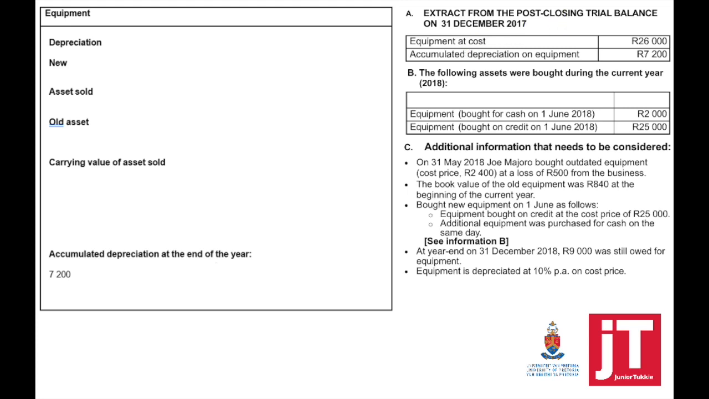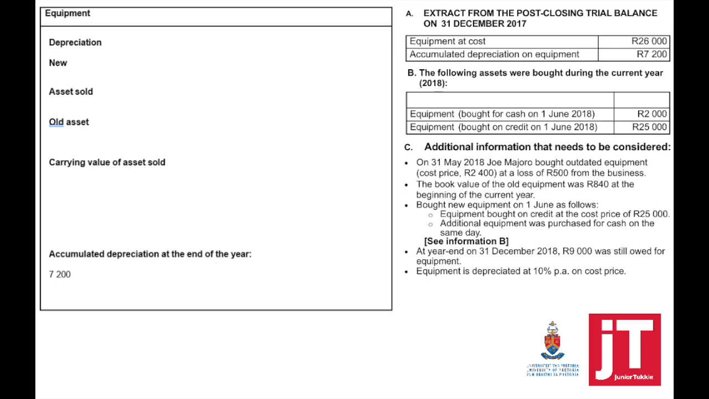Again, extract from the post-closing trial balance on 31 December 2017, so it's end of last year's balances, is the opening balances for the current financial year, which is 2018. They said equipment was bought for cash and on credit, but it was on the same day. So depreciation on the new would be calculated from the day we purchase it until the end of the accounting period. Keep this in mind now, because it was on exactly the same date, we could add those two together.